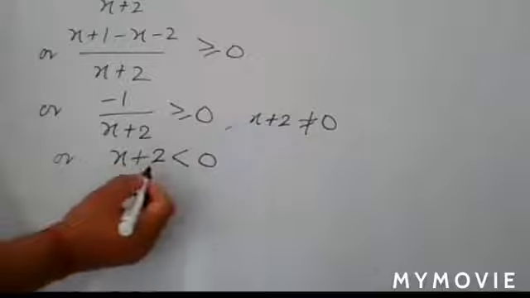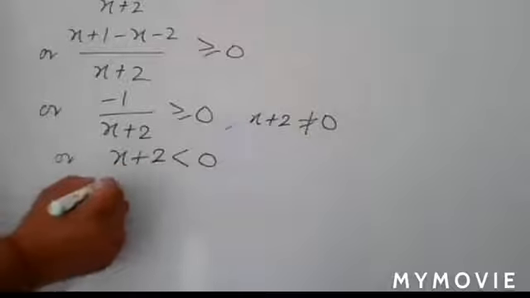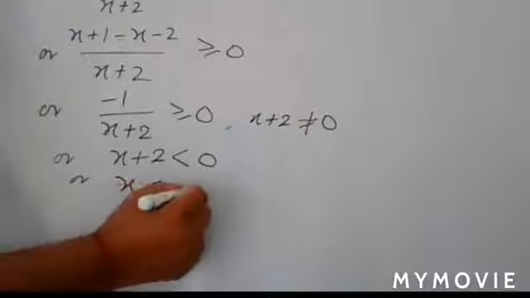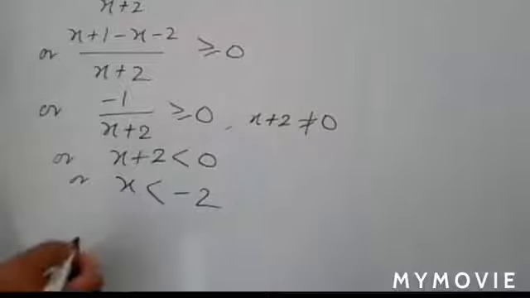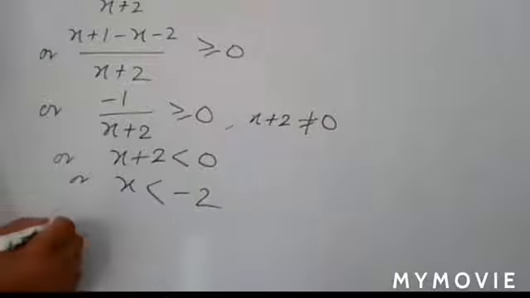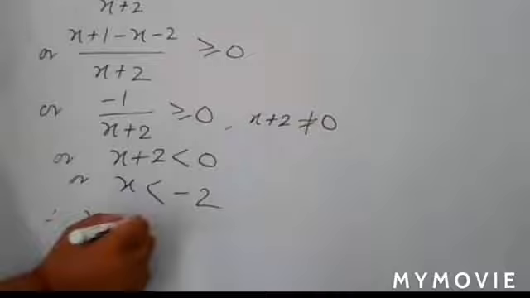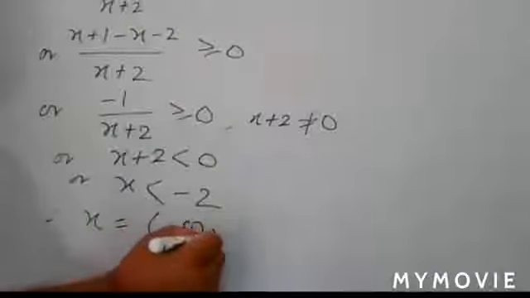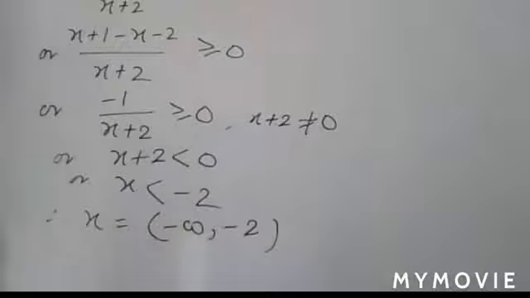Understand? So here you have x plus 2 is less than 0, so x is less than minus 2. And if x is less than minus 2, you can say x belongs to minus infinity to minus 2. Note it.